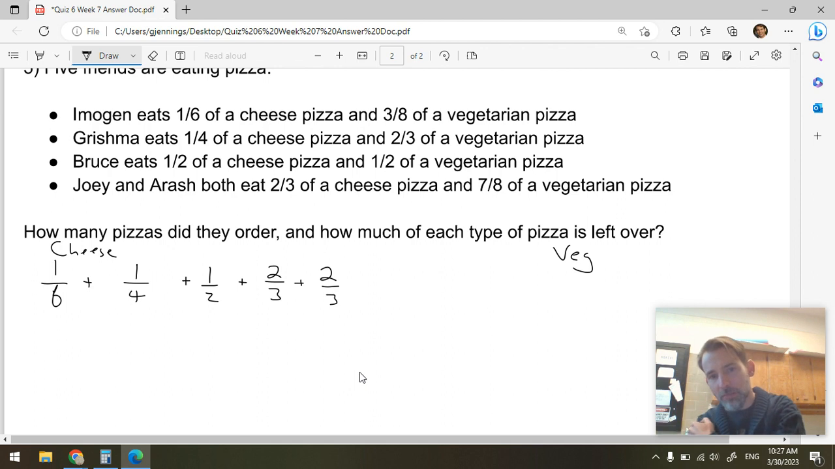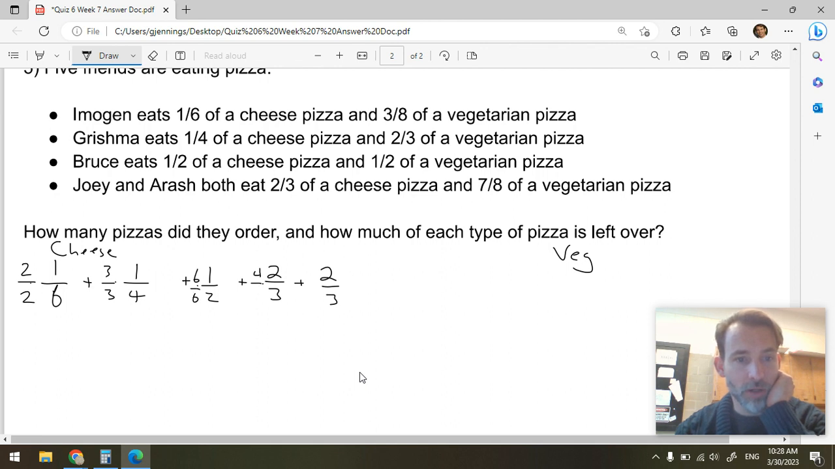Here I can see that all of these numbers can go to a common denominator 12. That's one way to do it. Okay, so let's do that. To get to 12, this one needs to multiply top and bottom by 2. This one needs to multiply top and bottom by 3. This one needs to multiply top and bottom by 6. And this one needs to multiply top and bottom by 4.